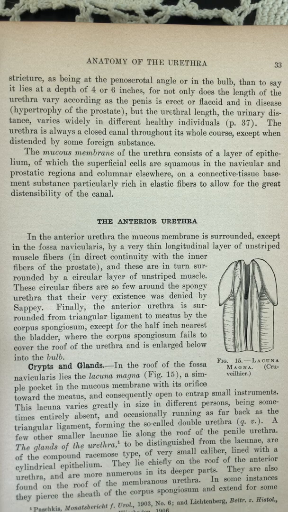Page 37. The urethra is always a closed canal throughout its whole course, except when distended by some foreign substance. The mucous membrane of the urethra consists of a layer of epithelium, of which the superficial cells are squamous in the navicular and prostatic regions and columnar elsewhere, on a connective tissue basement substance particularly rich in elastic fibers to allow for the great distensibility of the canal.